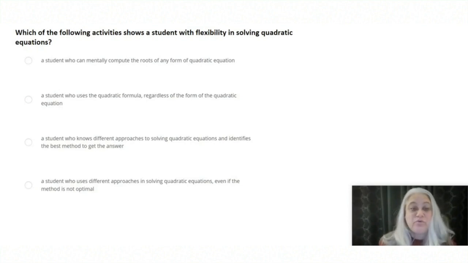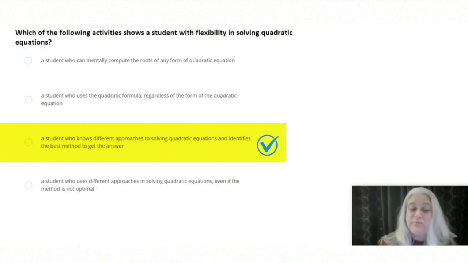A student who uses the quadratic formula, regardless of the form of quadratic equation, is not necessarily showing the best method to get the answer, only the method that they've decided works. A student who knows different approaches to solving quadratic equations and identifies the best method to get the answer shows you that they not only can solve the problem, but they also have found the most efficient way and the best method to get the answer. That then would be the answer that we are looking for in this question.